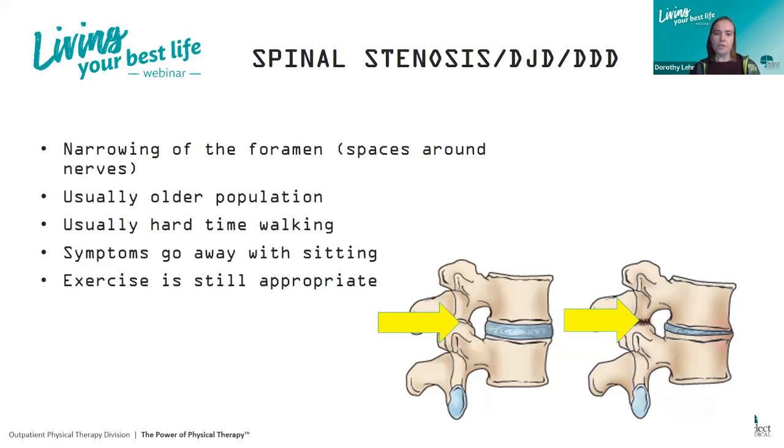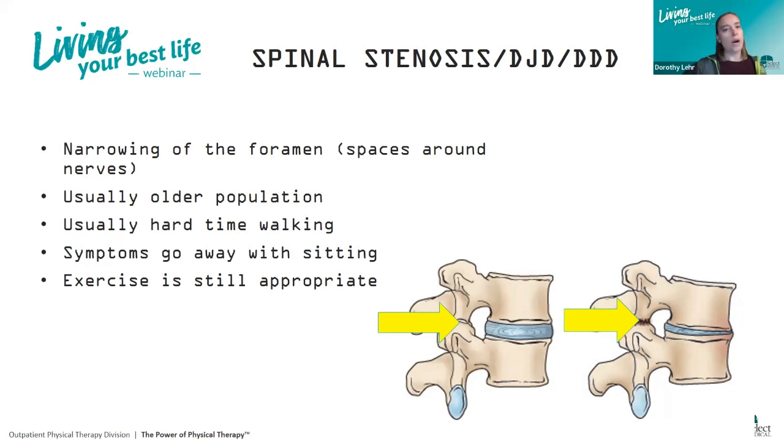Usually these individuals are going to have a much harder time walking unless they're leaning on something. These are the kind of symptoms consistent with: you can't walk around your living room, but you go to the grocery store and you can walk if you have a shopping cart and you're leaning forward. The symptoms go away pretty quickly with sitting, usually less leg symptoms with sitting. And exercise is still appropriate for these individuals.